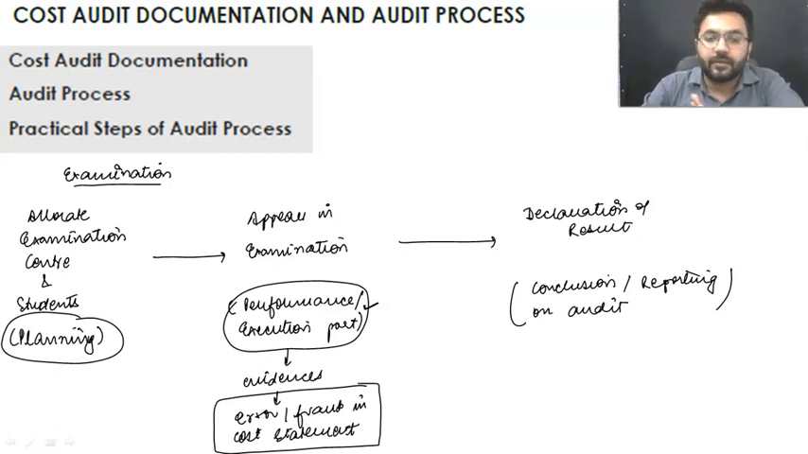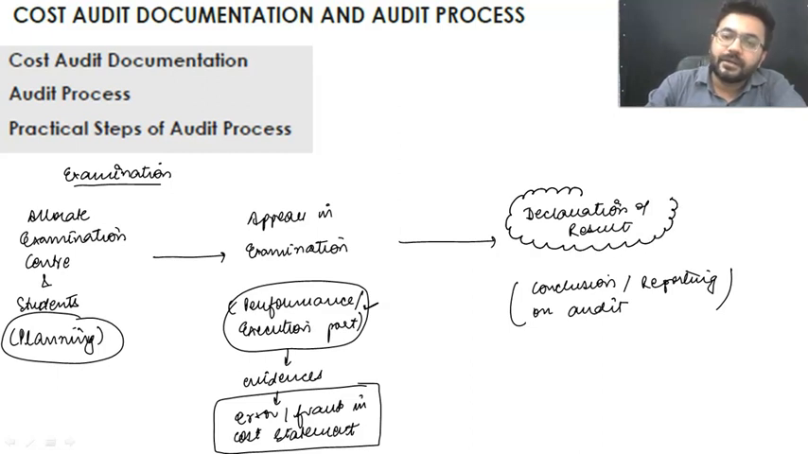That is something we are going to find out, my dear students. Talking about the next part, here comes the declaration of result. After conducting detailed checks, detailed testings and examinations, the auditor is going to find out whether the cost audit records are true and fair enough to depict the true picture, or whether there is any kind of error or fraud which the management is trying to commit.